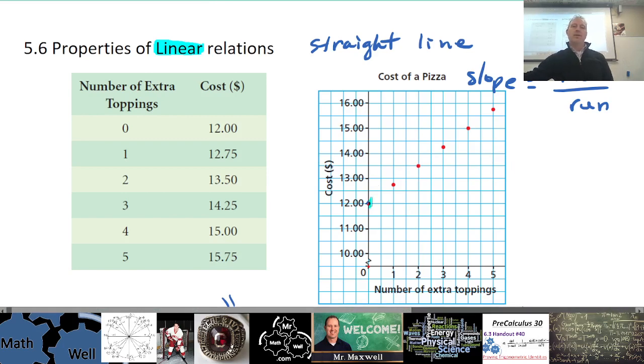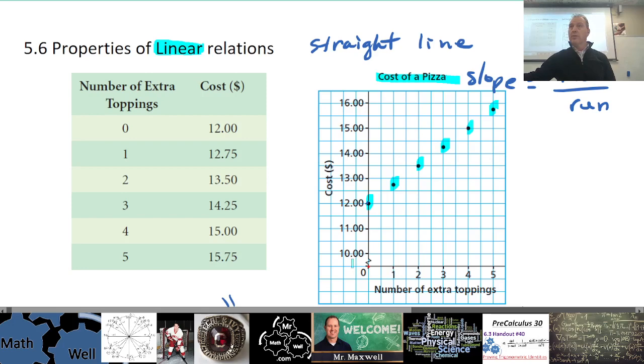Now here we have individual points on this graph. It's not a connected line, so not all relations have to be connected. I think we talked about this already, that sometimes it's appropriate to connect the points when the points in between two plotted points make sense. For this case, it looks like the cost of pizza related to the number of toppings, okay? So you can only have whole numbers of toppings.